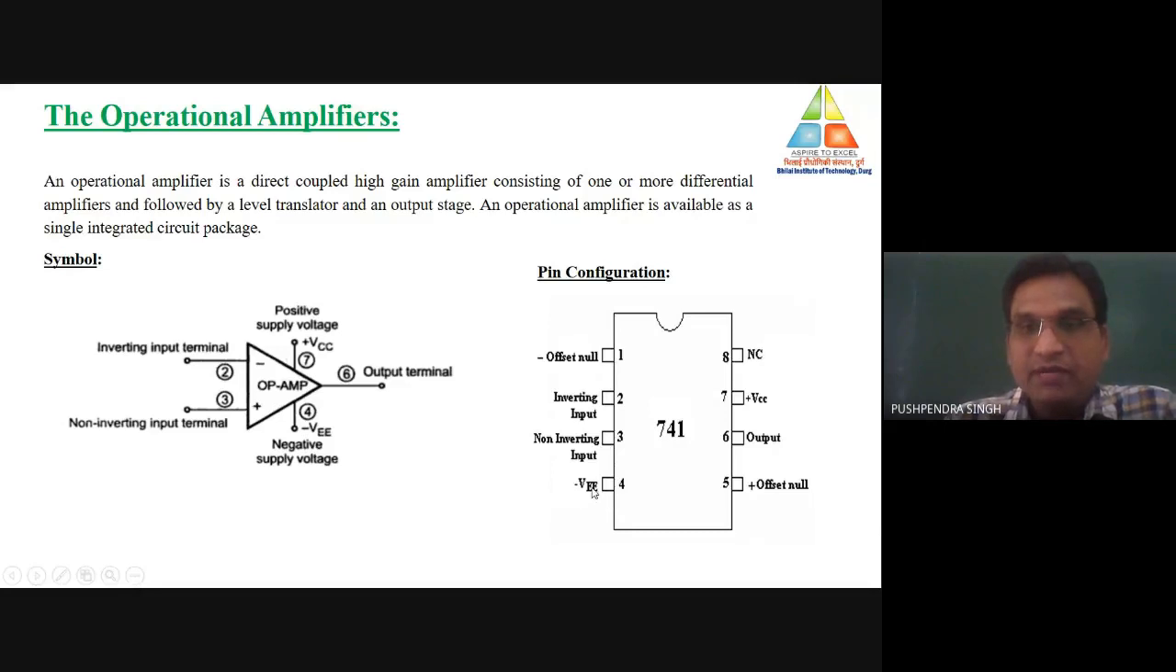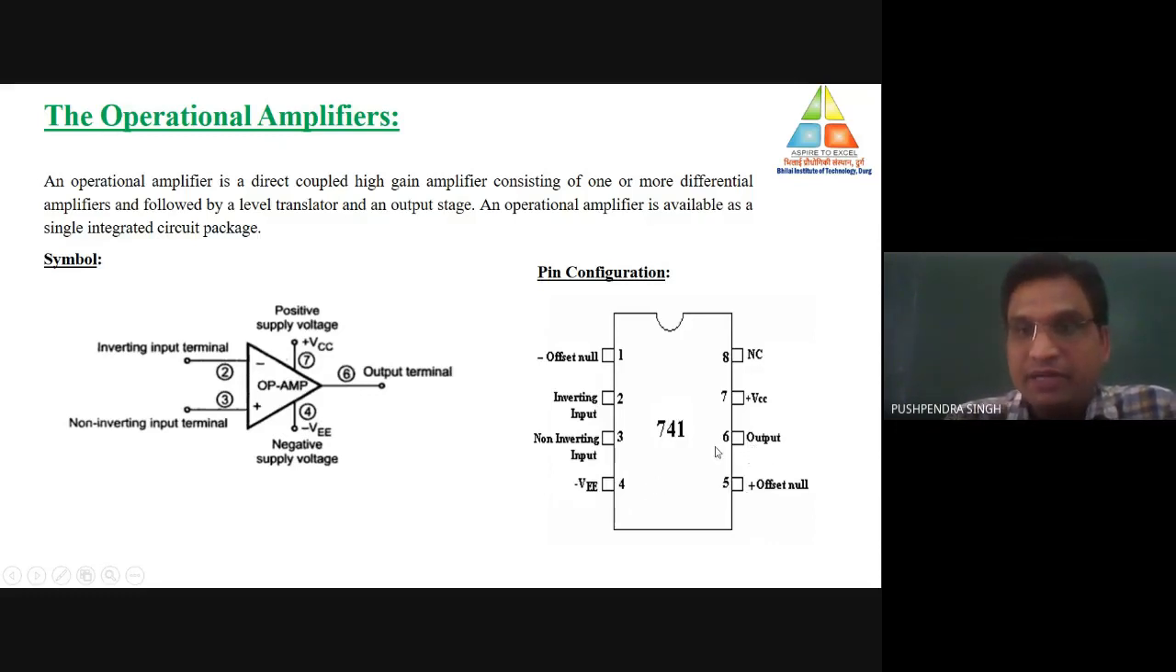With the help of pin number 4 and pin number 7, we give the DC supply voltage to the operational amplifier. The different supply voltages which can be used in case of an op amp are plus minus 9 volt, plus minus 12 volt, plus minus 15, plus minus 18 and plus minus 20 volt. These are the different kinds of DC supply which we use in case of an op amp. In laboratories, most of the time we use a power supply of plus minus 12 or plus minus 15 volt.